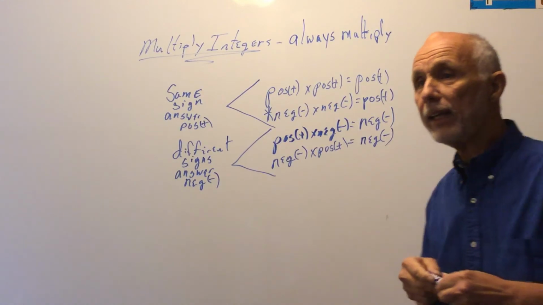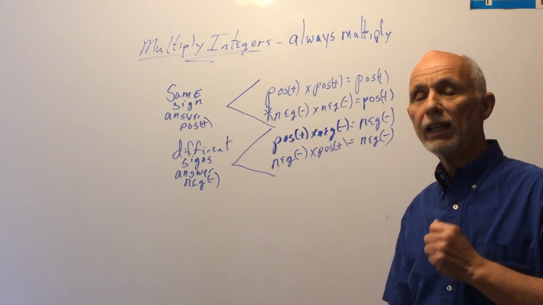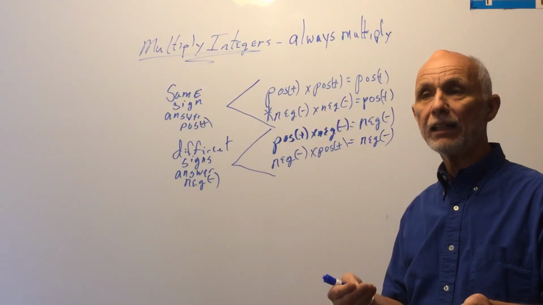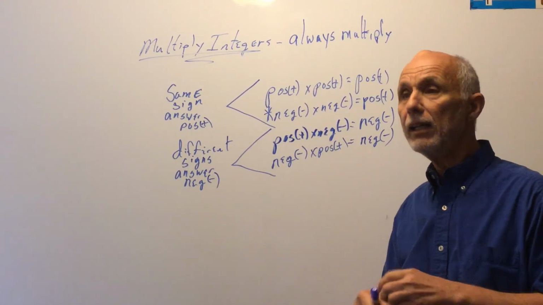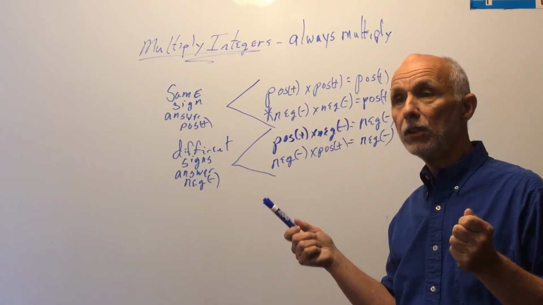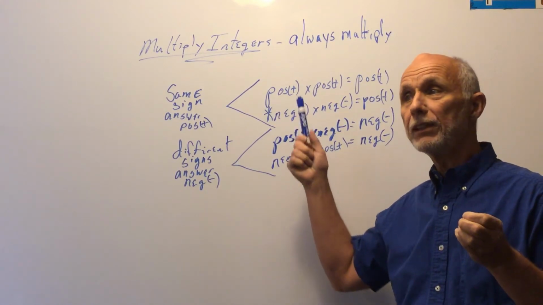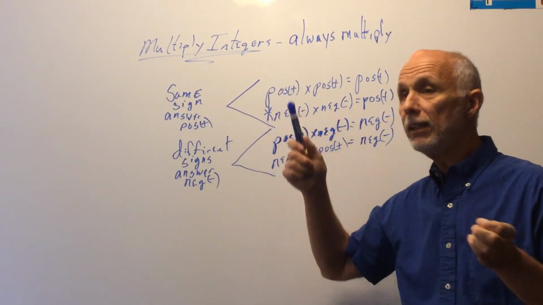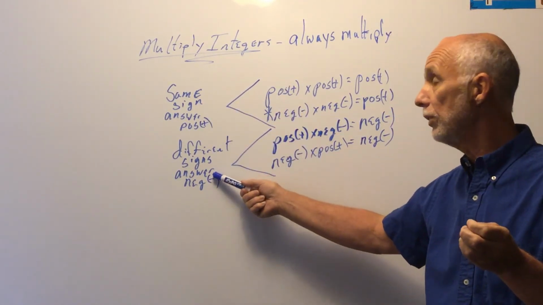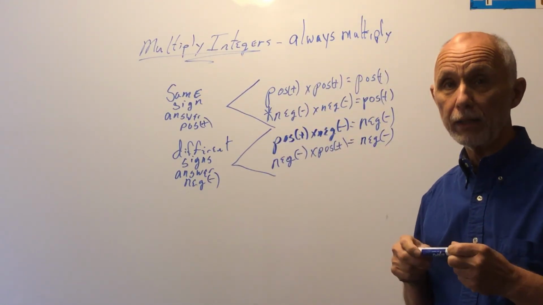So again, just like in addition, when I ask myself, do I have the same signs or different signs? If I have same signs, I add. And if I have different signs, I subtract. In multiplication, you ask yourself, same signs or different signs, so you can figure out the sign of your answer. If the same signs, your answer is positive. If the signs are different, your answer is negative. But you always multiply, and you got to multiply correctly.